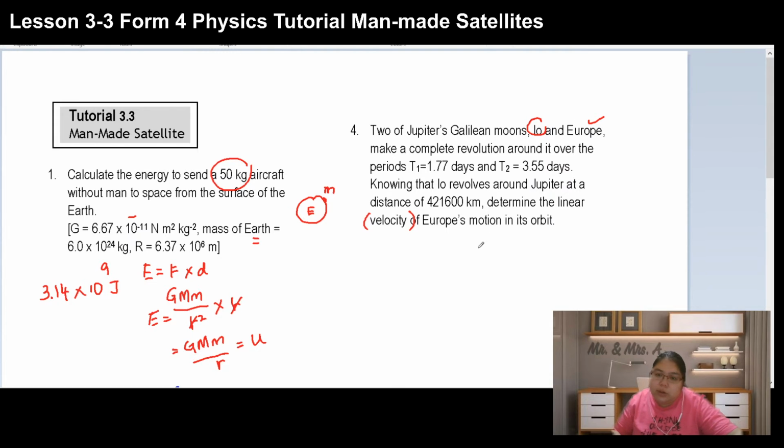Knowing that they revolve around Jupiter at this distance, determine the linear speed of Europa's motion in its orbit. What formula can we use for velocity? V equals 2 pi r over t. We know the t for Europa's motion, it should be T2. But the problem is, we don't know the r for Europa. We know the distance around Jupiter for this one, but we don't know Europa's. So from here we need to do a calculation. Remember this one, T1 squared over T2 squared equals r1 cubed over r2 cubed.